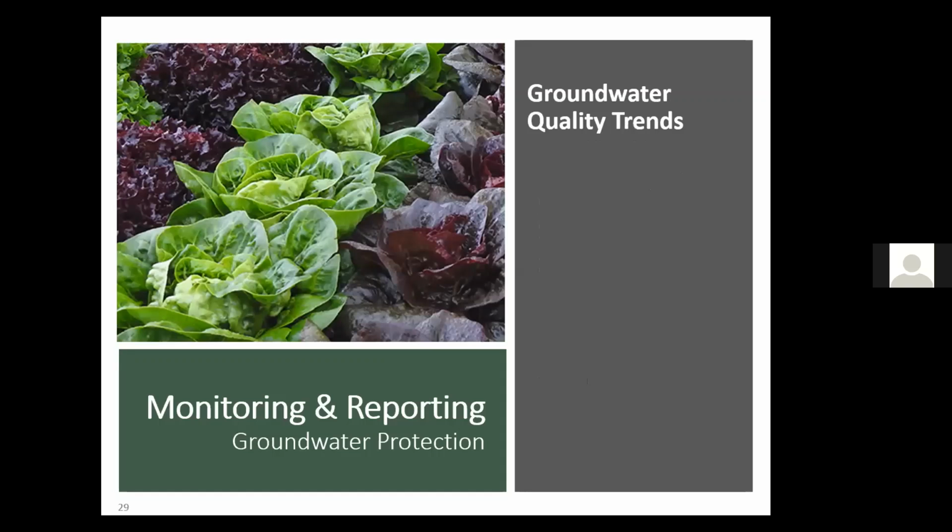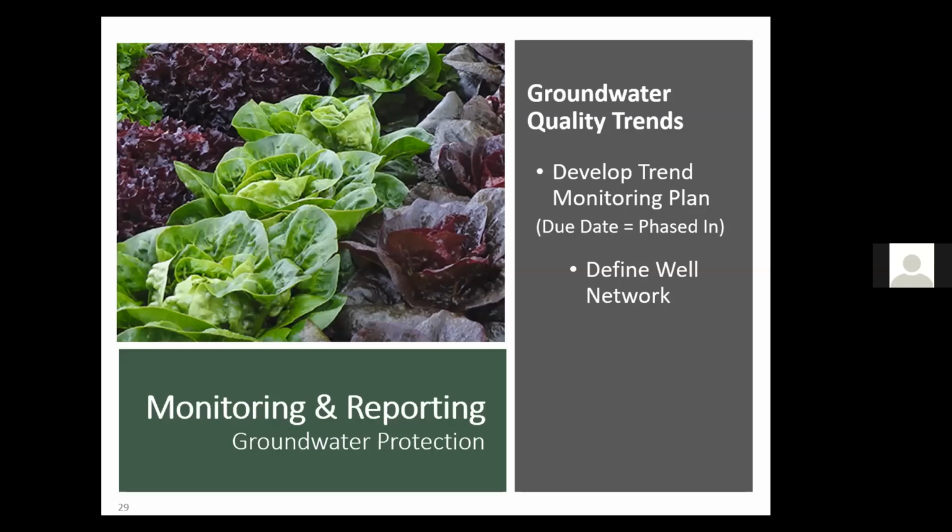In conducting monitoring and reporting for groundwater quality trend determination, growers are required to first develop a trend monitoring plan in which the well network used to establish groundwater quality trends is defined. Wells in that network must be sampled and the lab results reported to GeoTracker, and a trend evaluation report must be provided to the Water Board.